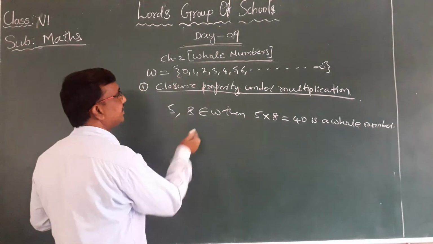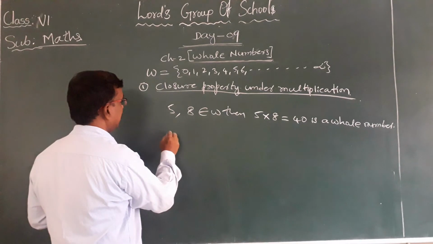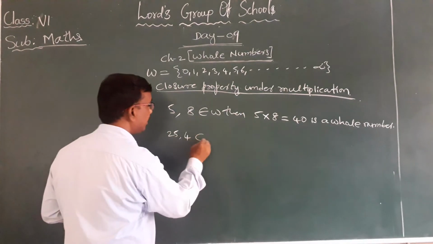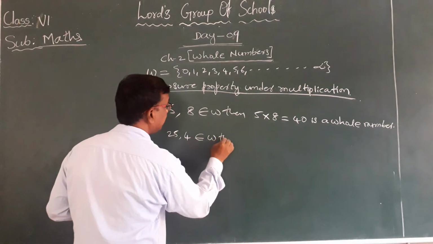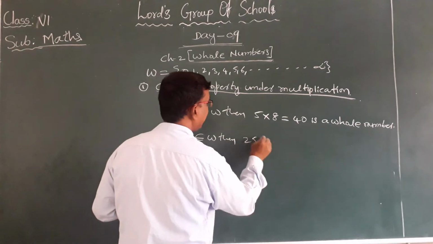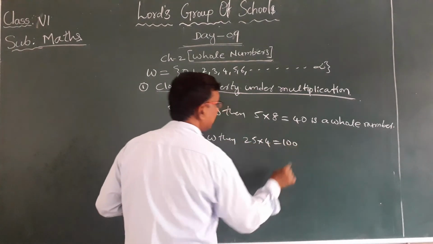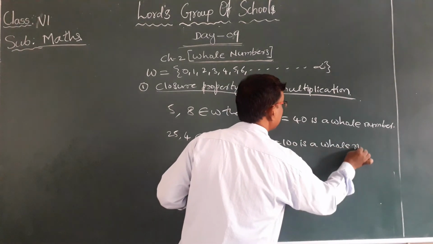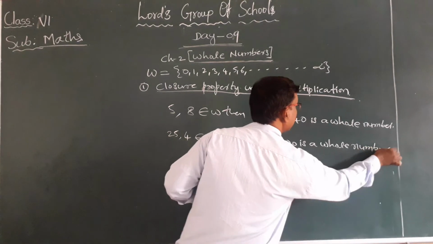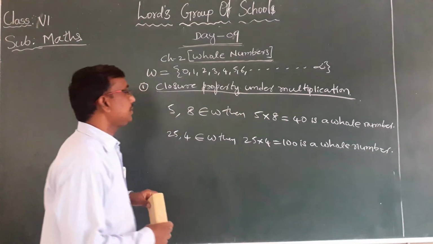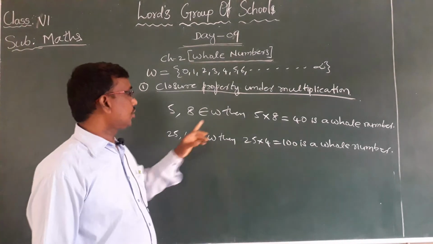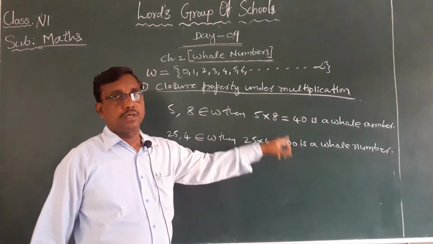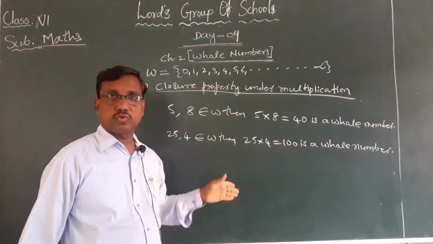Similarly, if you take some more examples, 25 and 4. You can take 25 and 4 or any two whole numbers. Then 25 into 4 is equal to 100. Yes, it is also a whole number. So what we observe from this? The product of two whole numbers is also a whole number. I repeat, the product of any two whole numbers is also a whole number.